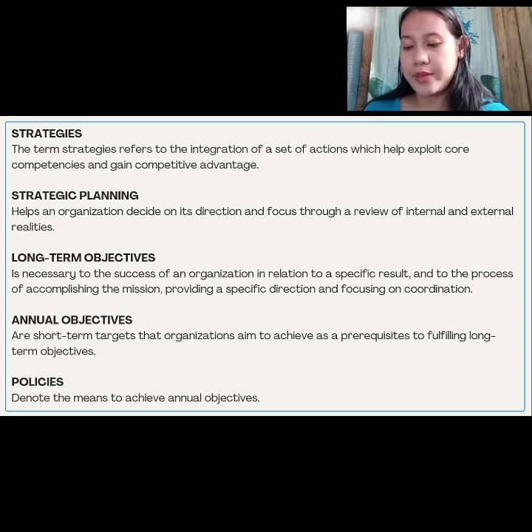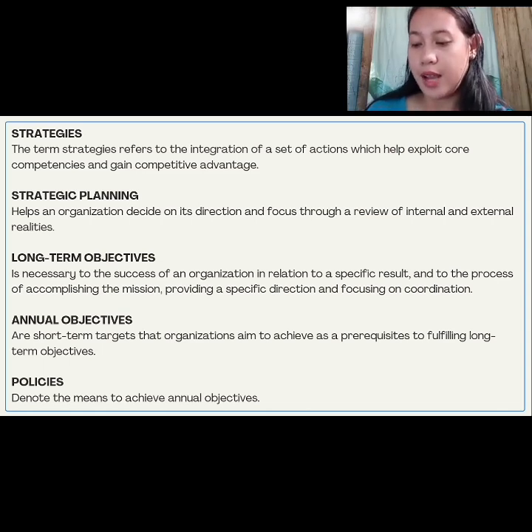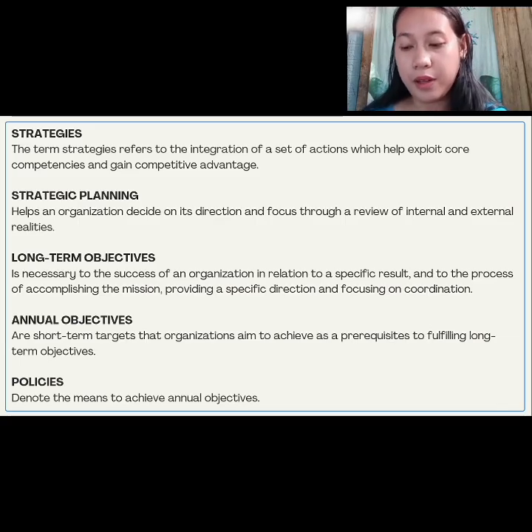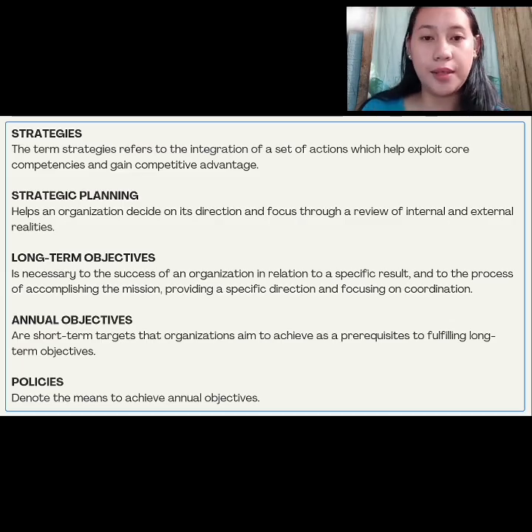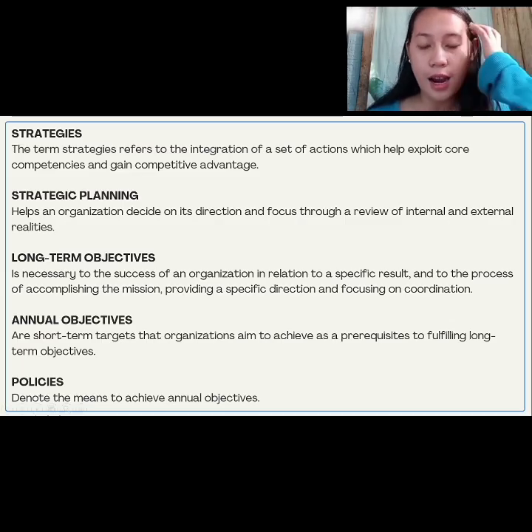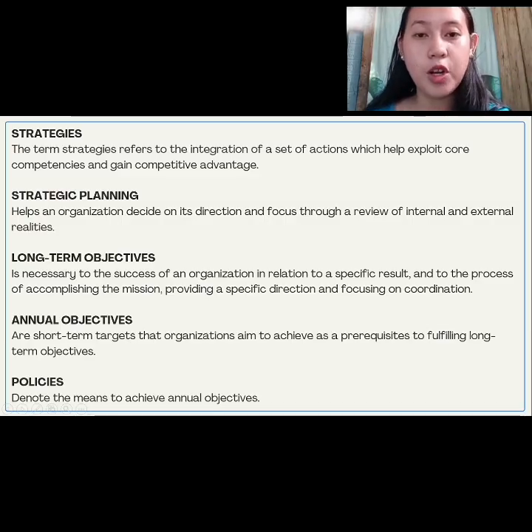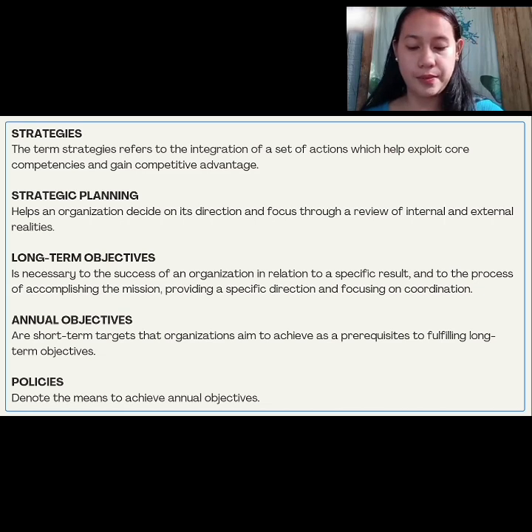Annual objectives. Annual objectives are short-term targets that organizations aim to achieve as prerequisites to fulfilling long-term objectives. So, annual objectives are the short-term targets, prerequisites for long-term objectives. Then, they help achieve long-term goals.